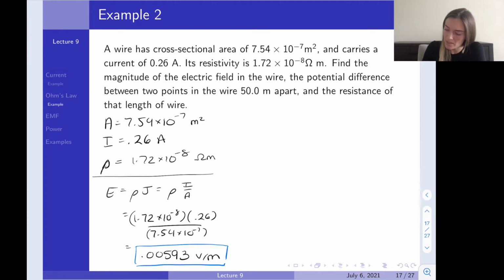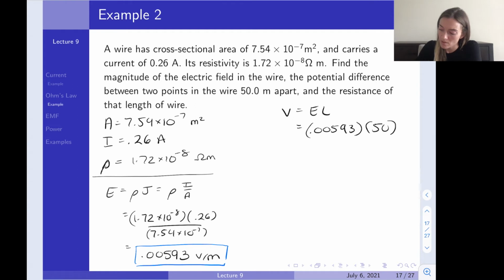Now we want to find the potential difference between 2 points in the wire that are 50 meters apart. So we can use the equation that we just previously had, where the potential between 2 points in our wire with a constant electric field will just be the electric field times the distance between those 2 points. So all we have to do here is just multiply our electric field by the distance between those 2 points, which is 50 meters. So we just have to multiply that, and we get 0.297 volts. So that is the potential difference between 2 points 50 meters apart.